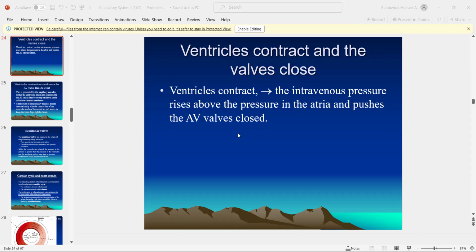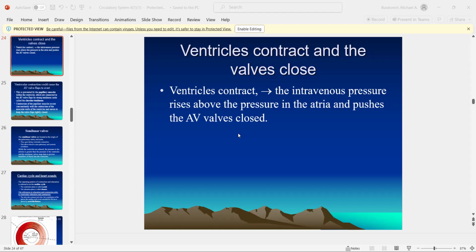So there's 6 stages of the Wiggers diagram, 6 stages of the cardiac cycle. They are 1, isovolumetric contraction, 2, ventricular ejection, 3, isovolumetric relaxation, 4, ventricular filling, sometimes called rapid inflow, 5, diastasis, sometimes called ventricular relaxation, and then 6 is atrial systole. We'll go through each of those. I said those fast. You'll be able to see them on the slides.